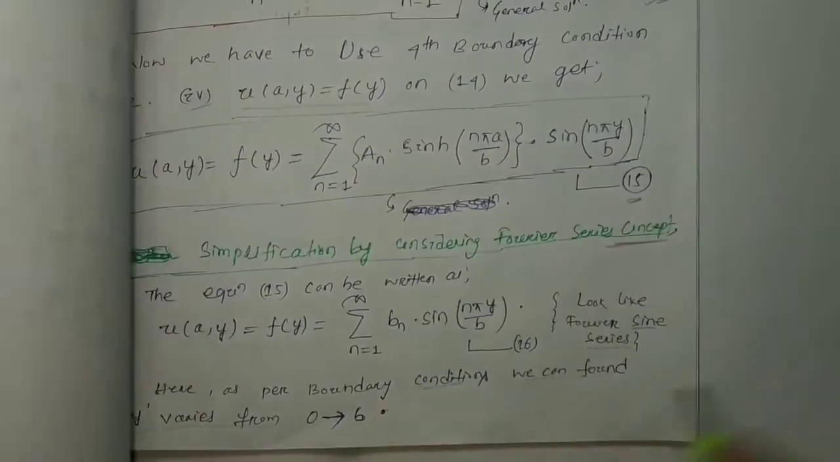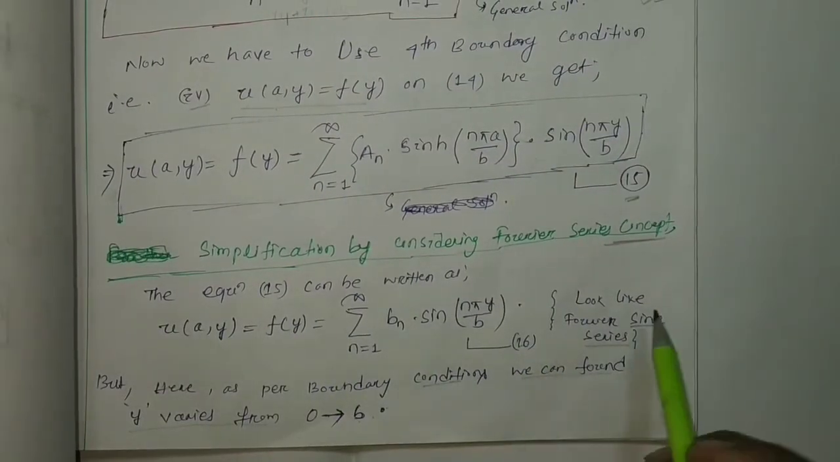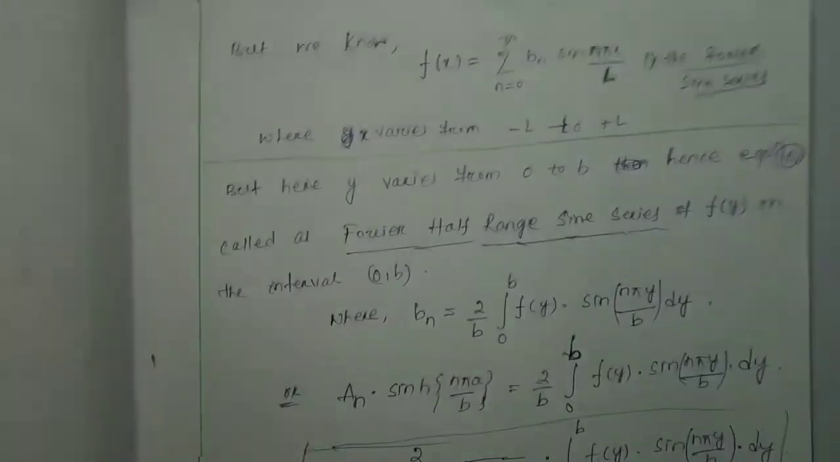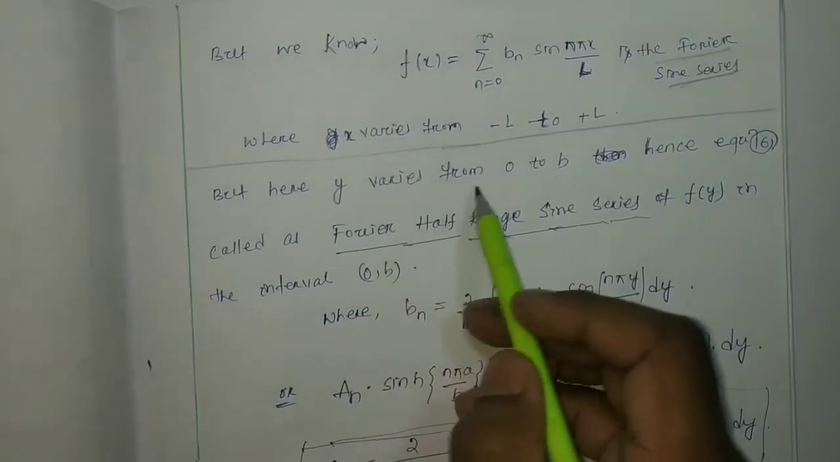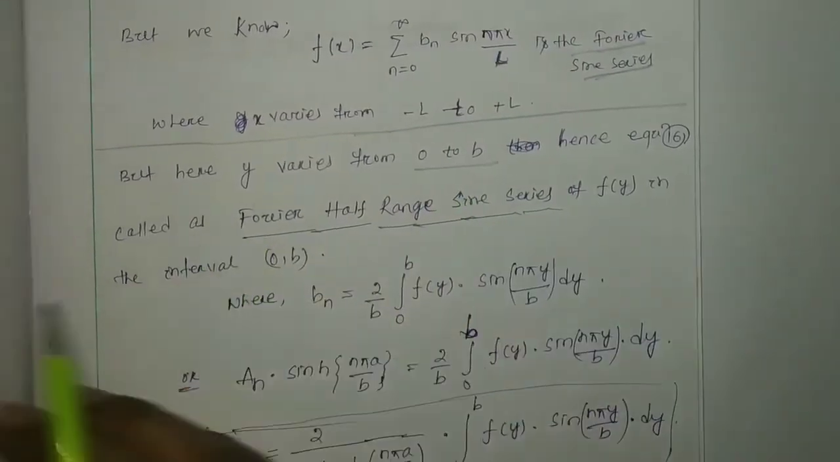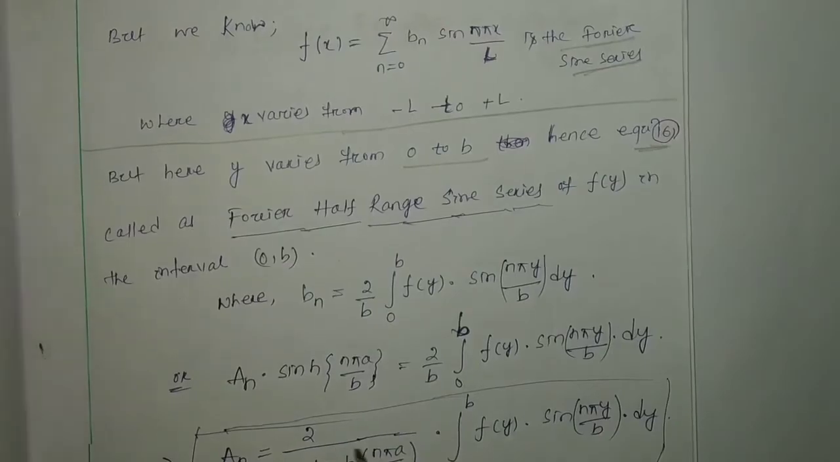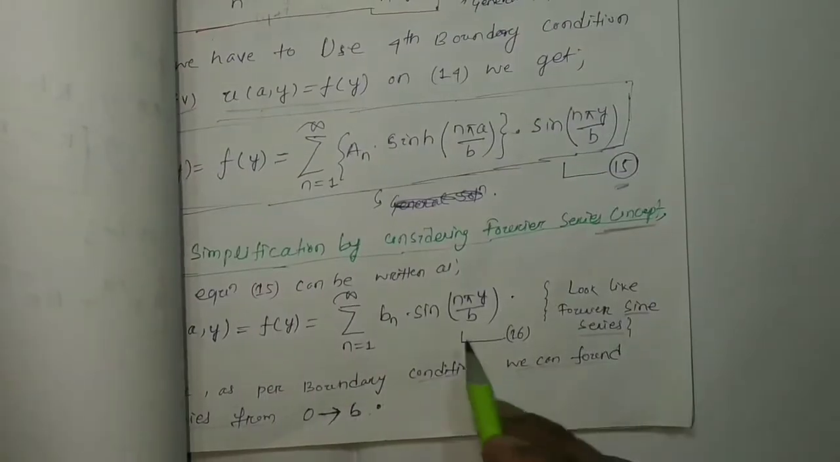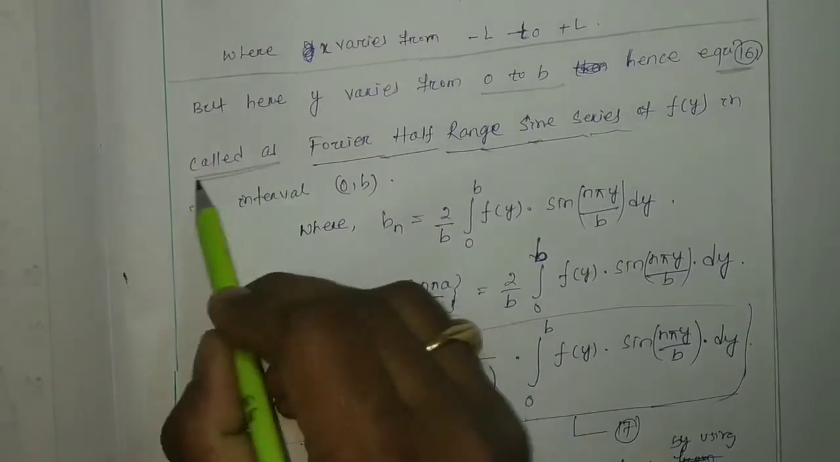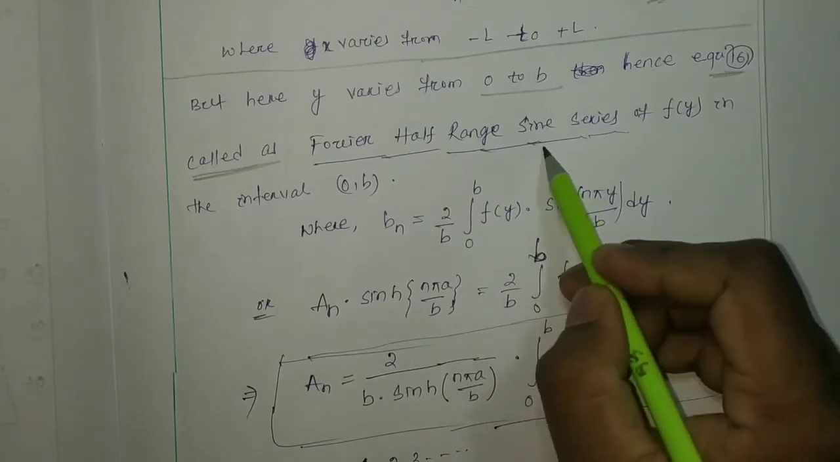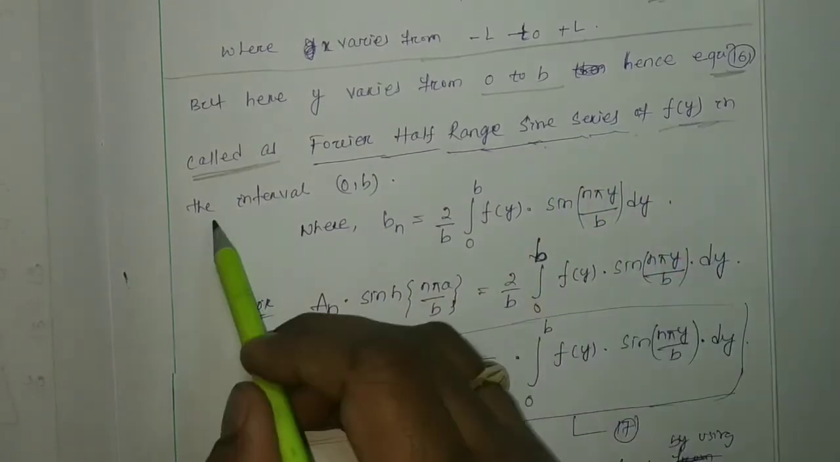So whether this series will be called the Fourier sine series or not, we are going to discuss further. But here y varies from 0 to b, as we discussed. Hence equation number 16 is called the Fourier half range sine series of f(y) in the interval 0 to b.